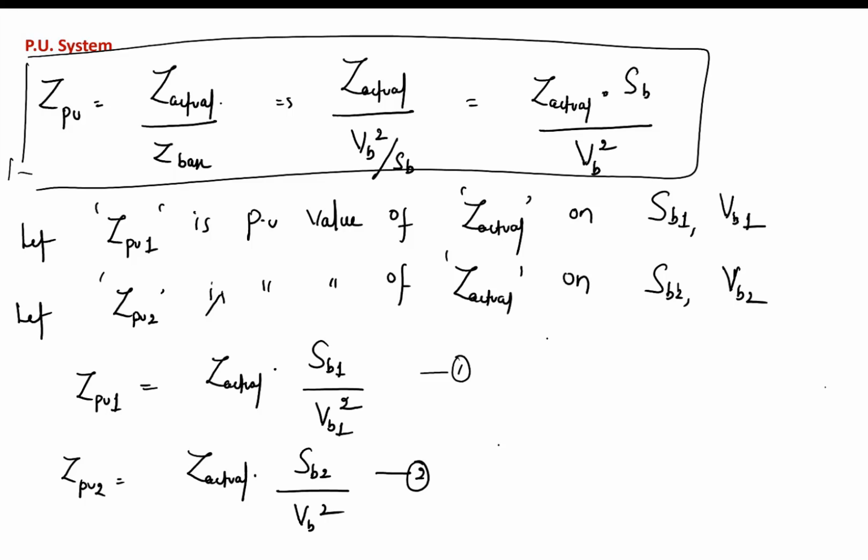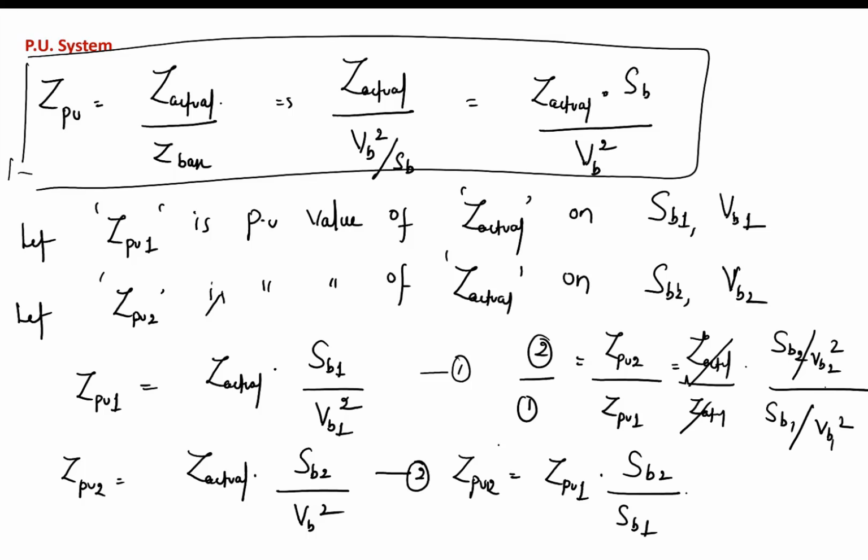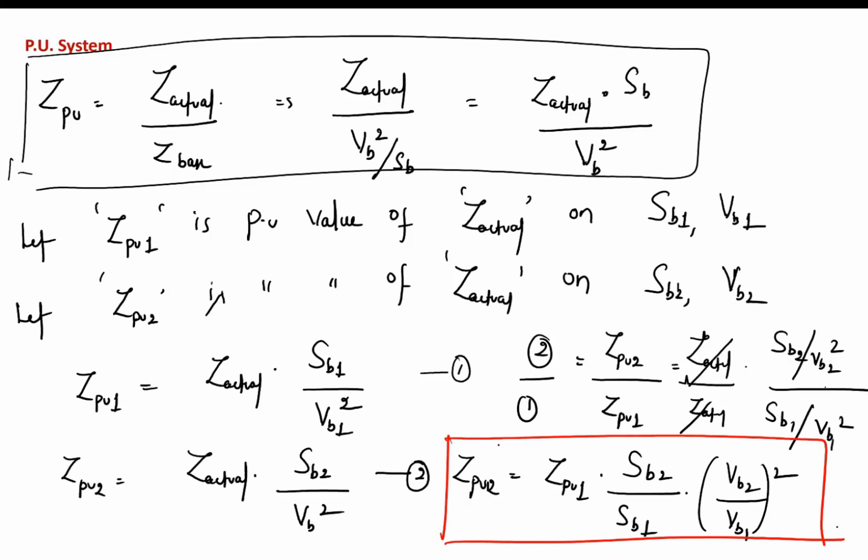Okay. So if you divide 2 by 1, what are you going to get? Z per unit 2 divided by Z per unit 1 equals Z actual by Z actual, so SB2 by SB1 into VB1 by VB2 whole square. This is the third important relation which you have to remember. Z per unit 2 equals Z per unit 1 into SB2 by SB1 into VB1 by VB2 whole square. Okay.